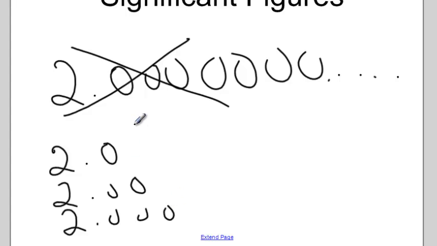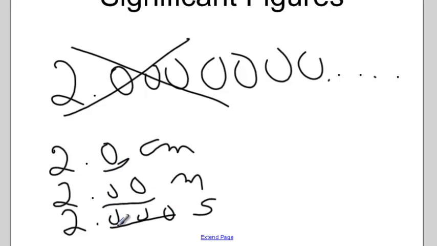And it's different because all these numbers have a unit attached. Maybe it's centimeters or meters or seconds. And these zeros all have significance because of the precision of the tool used to measure them. Let's take a look at some of these tools.